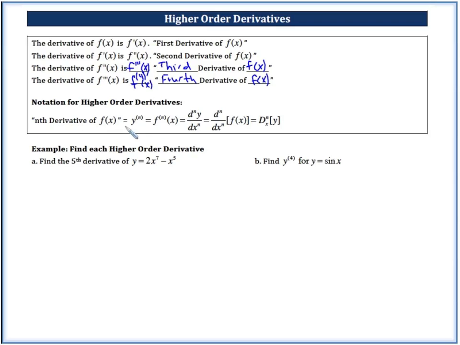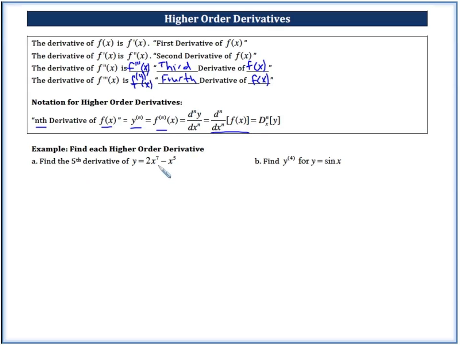And right here you can see some notation for any higher order derivative. So the nth derivative of f of x is y to the n, or we can write it f to the n of x, or we can write it d to the n y over dx to the n, or you can see d to the n over dx to the n of our function, or we can use this notation right here. Mostly we'll probably be using this or this or this right here.